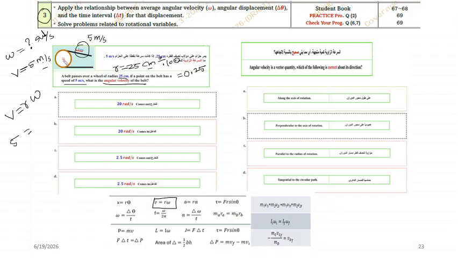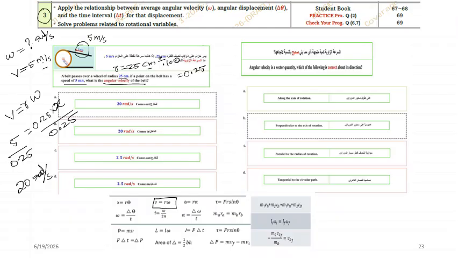Okay, so 5 meter per second will be equal to 0.25 multiplied by omega. Omega you put x and shift and so on. Otherwise we just divide this by 0.25 and this also by 0.25. So which one will be the correct answer? It will be 20 rad, okay, 20 rad per second.